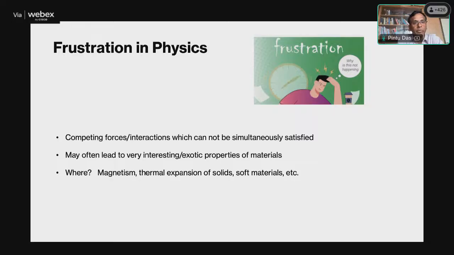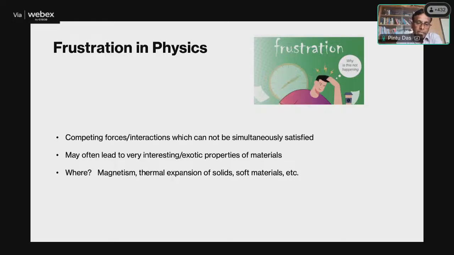So let us talk about frustration physics. I'm not talking about frustration in the workplace, but about frustration physics. The way you define frustration is basically if in a system there are competing forces or competing interactions, right? And these interactions are not possible to be satisfied simultaneously, then we call the system frustrated. I'll give you an example in the next slide. And we all know that these frustrations are real in physical systems, and very often because of these frustrations one finds very interesting and exotic properties of materials.